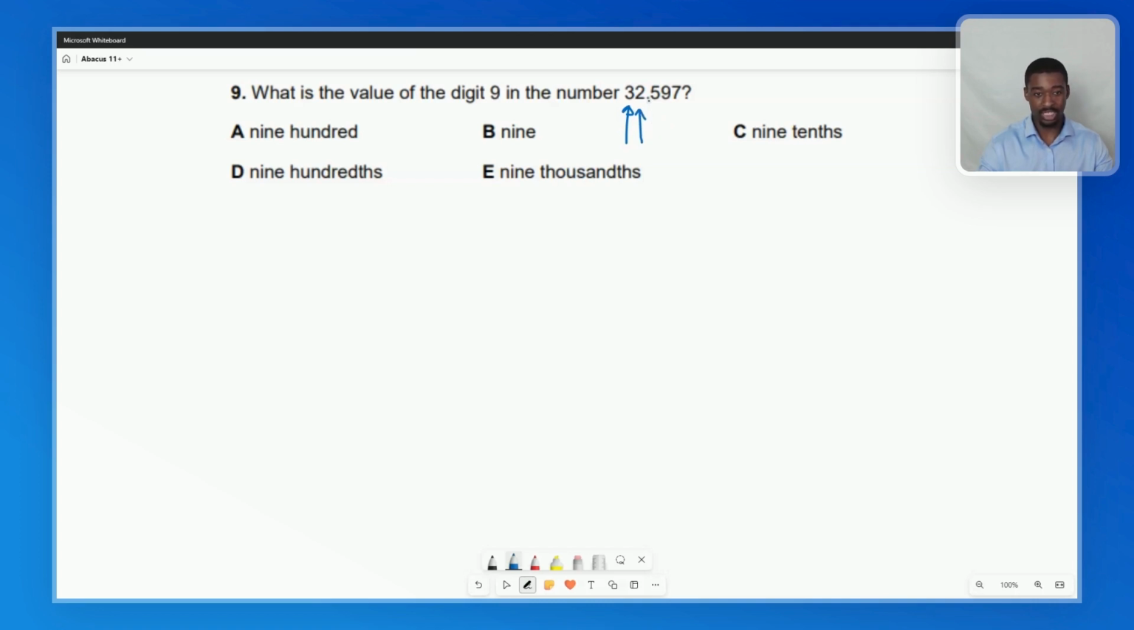Then we have the decimal point. The 5 is in the tenths column. The 9 is in the hundredths column. 7 is in the thousandths column. So we care about the 9. Let's make it red. So this 9 is in the hundredths column. And because it's in the hundredths column, it represents 9 hundredths. So the answer is D.